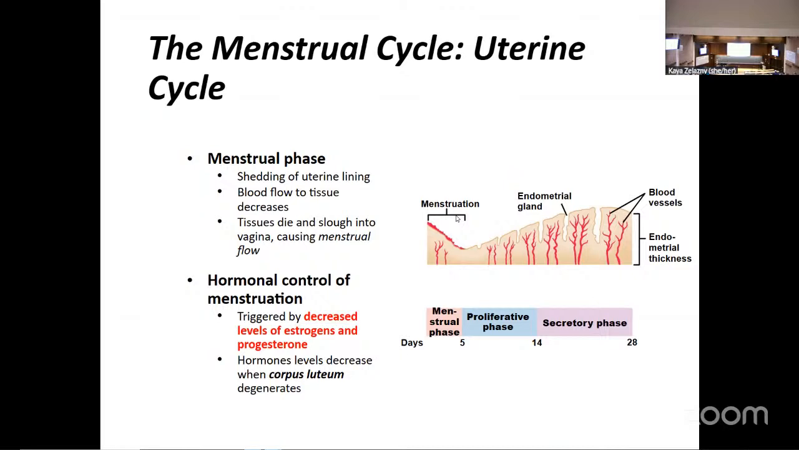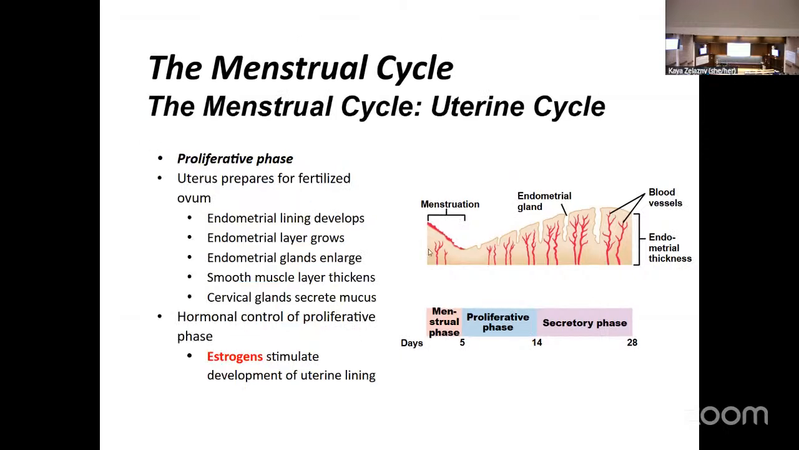And when we think about the hormones, right? So we're going to be thinking about this as a response to low levels of estrogen and progesterone. They're low because we've just finished degenerating, killing off that corpus luteum. It's turned into this corpus albicans, this little scar tissue point. And that has kicked us into the beginning of our menstrual cycle.